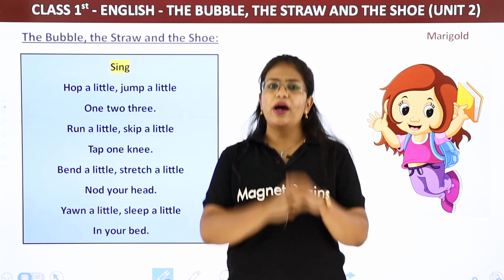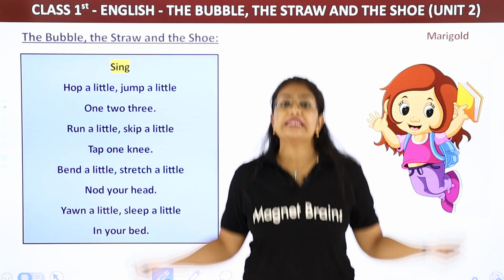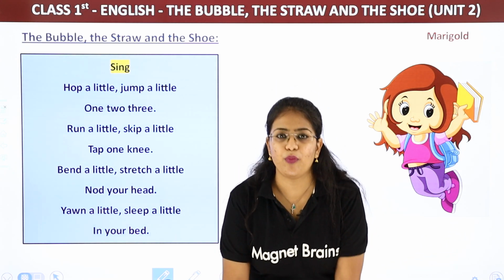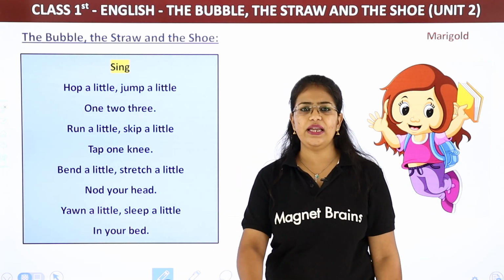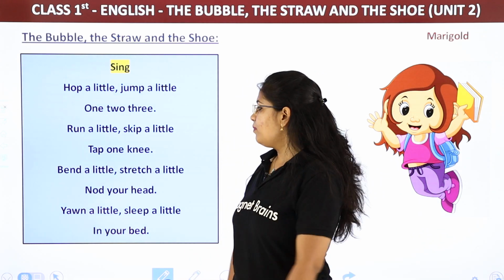Hop a little, jump a little, 1, 2, 3. Run a little, skip a little, tap one knee. Where is your knee? On your leg, right? So you just have to tap one knee.